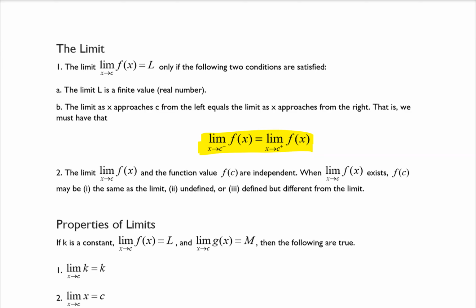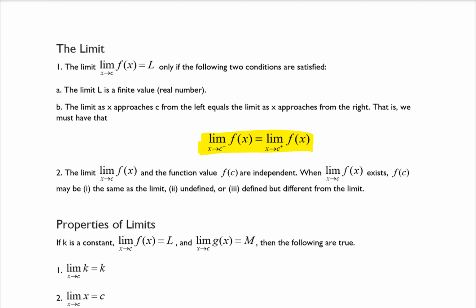The second point that we want to make here is that the limit as x approaches c of f of x and the function value f of c are independent. When the limit as x approaches c of f of x exists, f of c may be the same as the limit, undefined, or defined but different from the limit. So those are the three cases that we have.